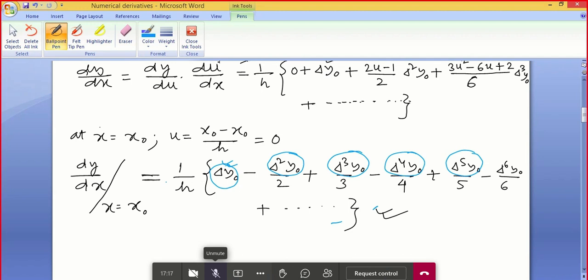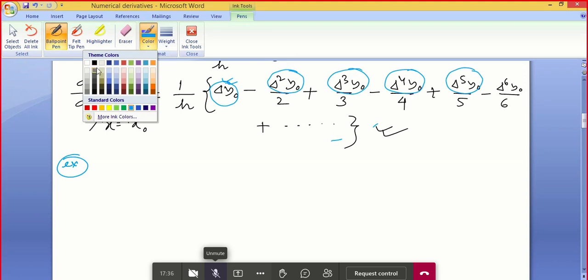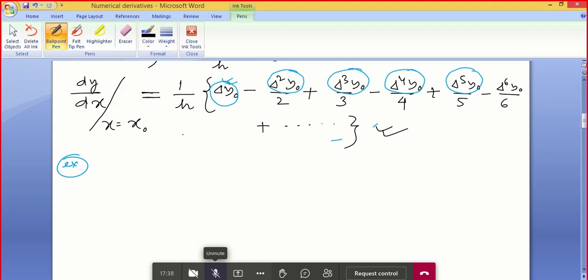Okay. Can you remember this formula? Yes, sir. Okay. Or quickly, you just tell me the example of this. Then I will derive some other formula also.